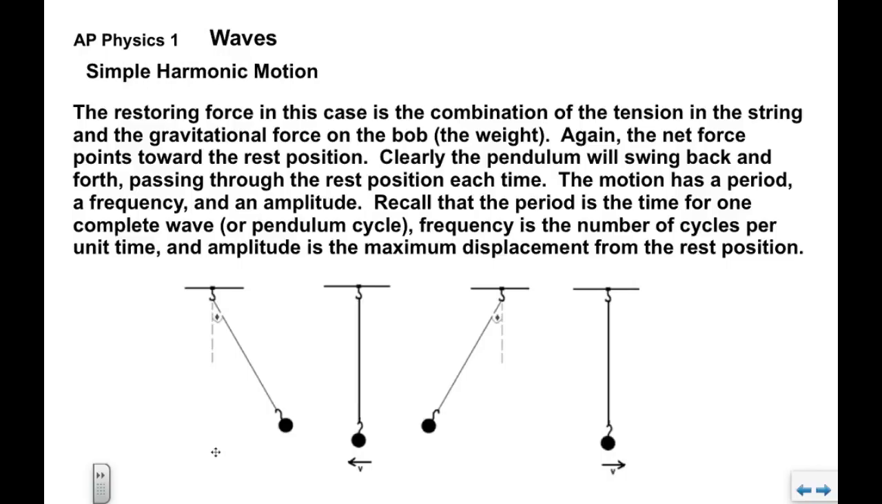So the pendulum will swing back and forth. It'll pass through the rest position each time. This motion has a period, a frequency, and an amplitude. The period is the time for one complete wave. In this case, it's the time for one complete pendulum cycle, one back and forth. The frequency is the number of cycles per second or per unit time, and the amplitude is the maximum displacement from the rest position, which could be measured from here to here or up to the other side.